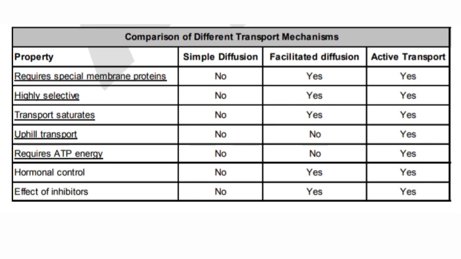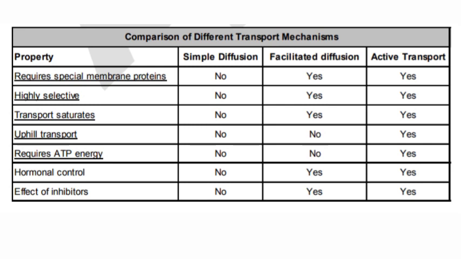Simple diffusion is downhill transport, not uphill transport. Facilitated diffusion is also downhill transport, not uphill transport. But active transport is uphill transport because it uses energy during transportation. Simple diffusion and facilitated diffusion do not require ATP energy because these two are the best examples of passive transport. Then hormonal control. Hormonal control is not required for simple diffusion, but facilitated diffusion and active transport require hormonal control.